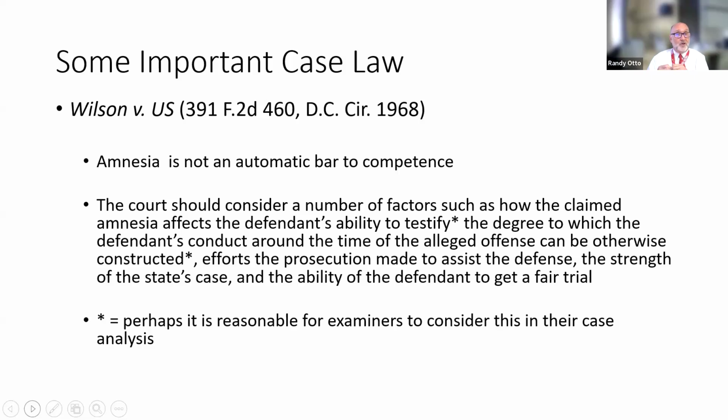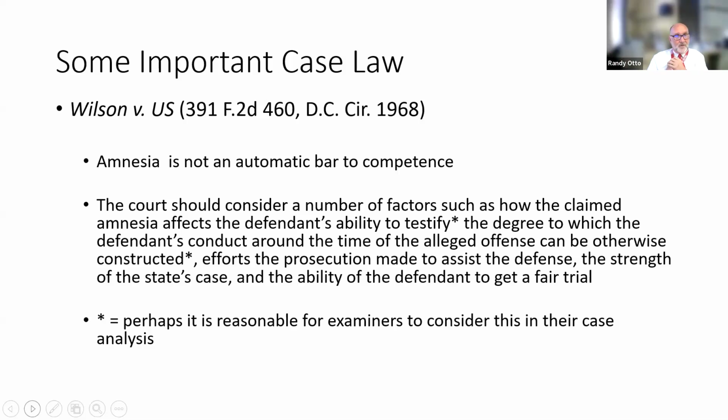And then the court goes on to identify how courts should consider this issue when presented with it. The court, according to the Wilson court, is to consider a number of case-specific factors, such as how the claimed amnesia might affect the defendant's ability to testify, the degree to which the defendant's conduct around the time of the alleged offense can be otherwise reconstructed.